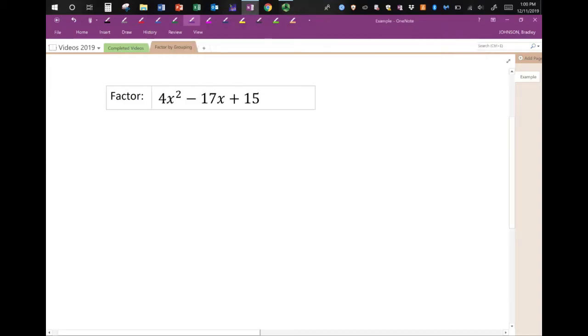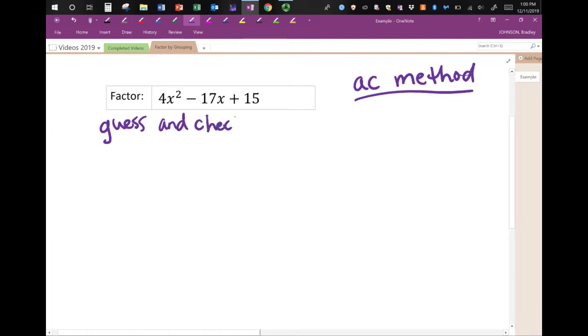Hello, my name is Professor Johnson, and today I will do a tough example with factor by grouping, otherwise known as the AC method. Okay, now the reason why I'm going to use the AC method over just guess and check, let's just try guess and check real quick, and we'll see exactly why I'm not using guess and check.